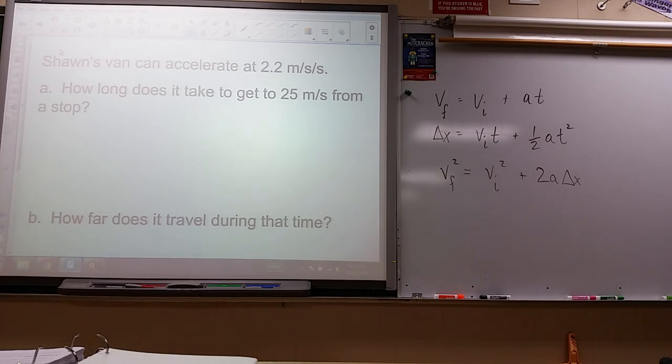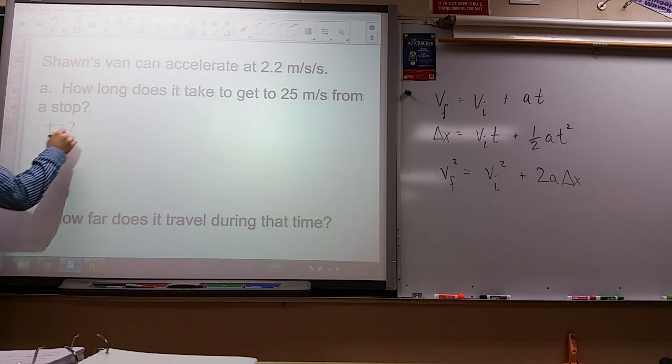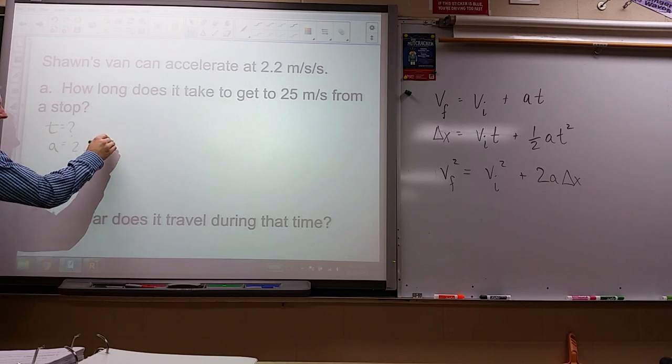So Sean's got a van, and it can accelerate at 2.2 meters per second squared. First question is, how long does it take to get to 25 meters per second from a stop? So let's write down stuff that we know already. What are we trying to find in this question? Time. What else do we know? We know acceleration, that was given in the first part, 2.2 meters per second squared.